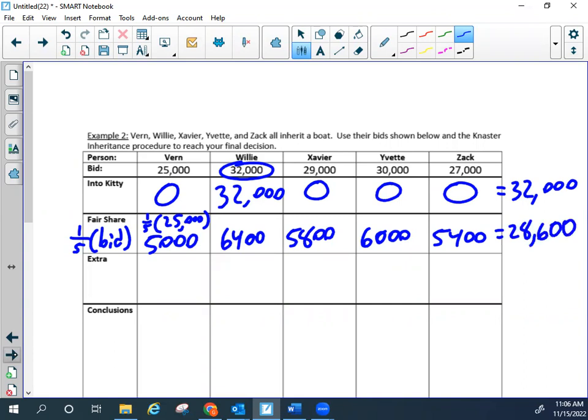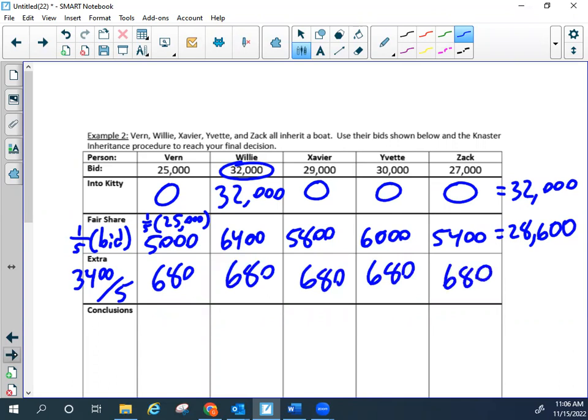There's still $3,400 left on the table. Again, we get that by subtracting those two columns. And so what we're going to do with that is divide it by 5 because there's 5 bidders, which comes out to $680 for everybody. So everyone puts $680 more in their pocket. Now there's no more money on the table.